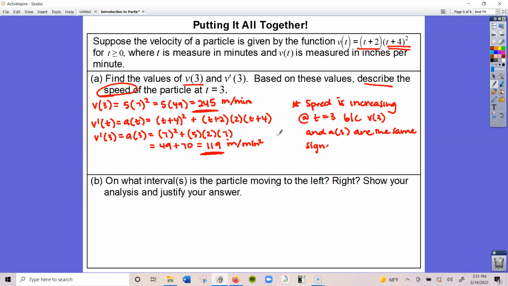And this is just an additional note. If I had gotten that this was negative and this was negative, the speed would still be increasing because they would be the same sign. That just means that it's moving to the left at a faster rate.